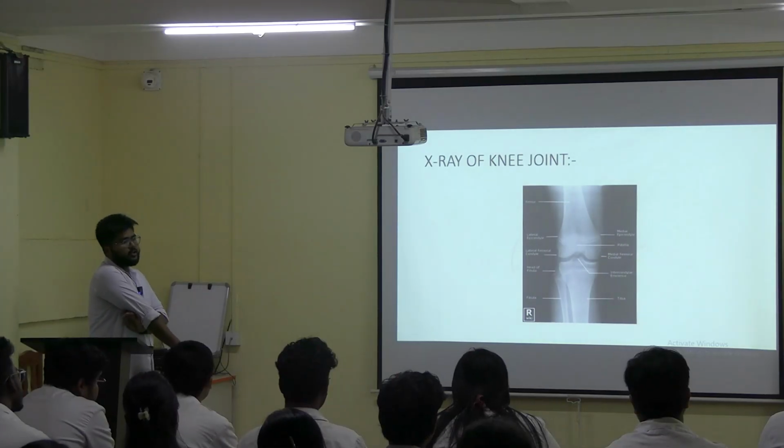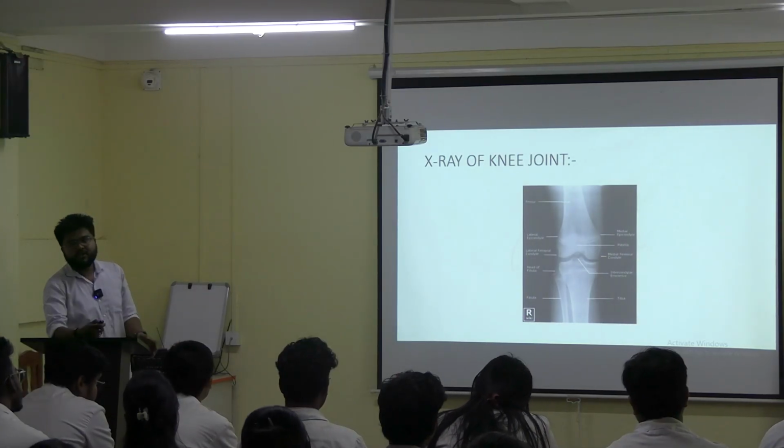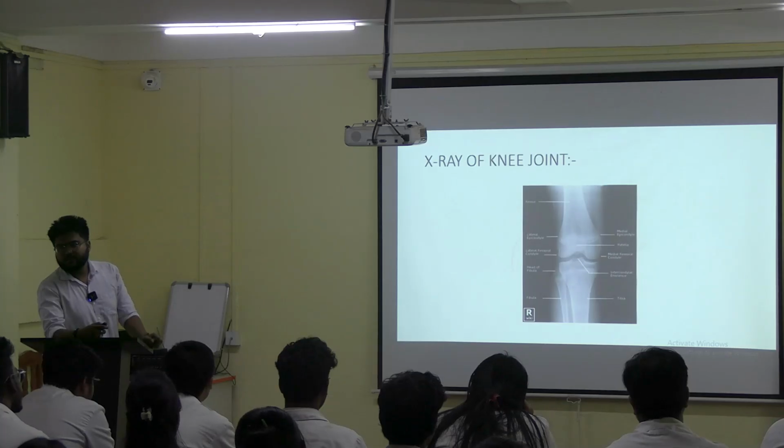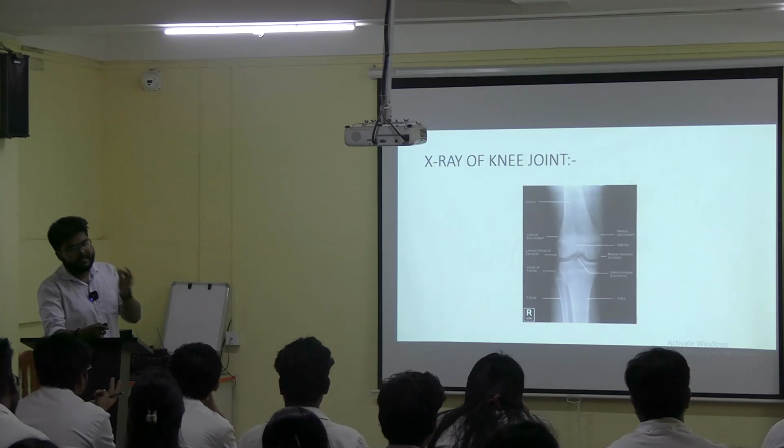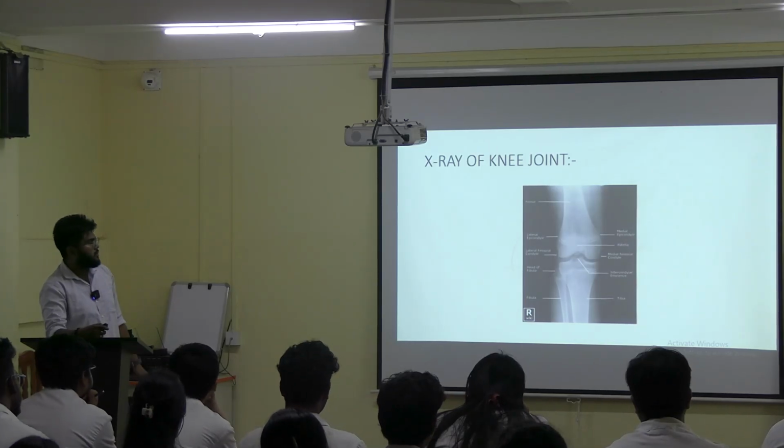Next is the knee joint. Okay. So how is the knee joint formed? By the presence of which bones? Yes, femur, tibia and the patella. Okay. So here also you describe like this.